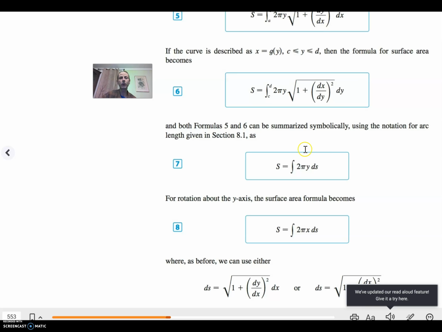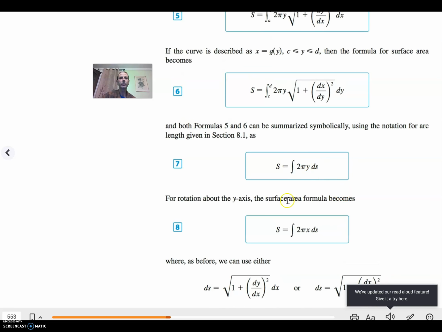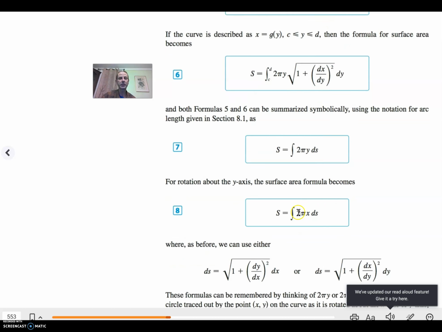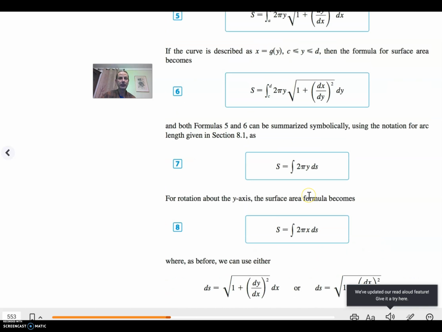And in fact, all of this can be neatly summarized if we let ds be the square root of 1 plus dy dx squared times dx, which equals the square root of 1 plus dx dy squared dy. It doesn't really matter. Then the formula for rotating about the x-axis is that it's the integral of 2 pi y ds, and the formula for rotating about the y-axis is it's the integral of 2 pi x ds.